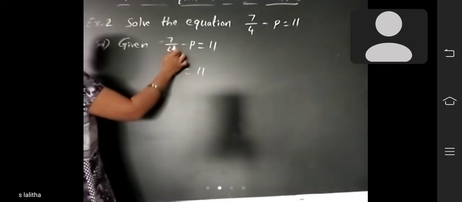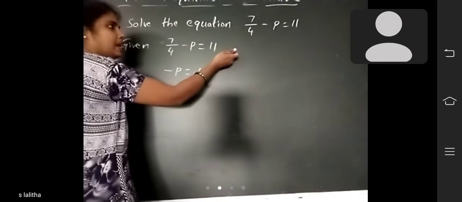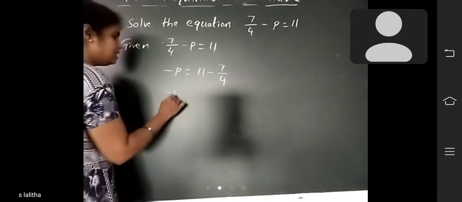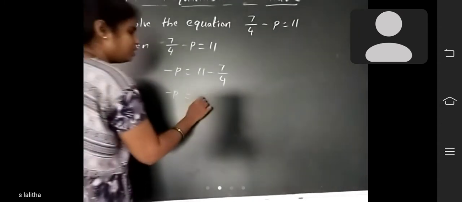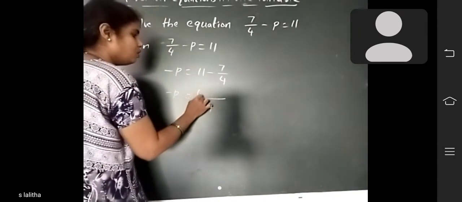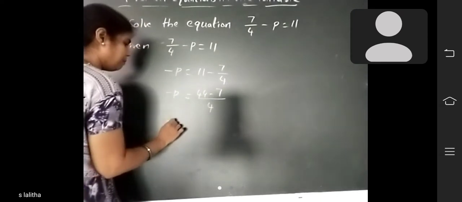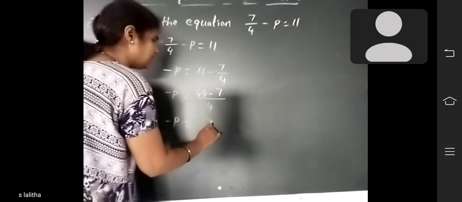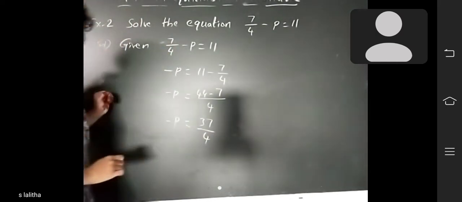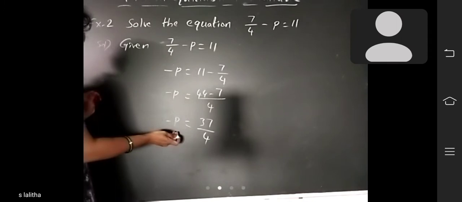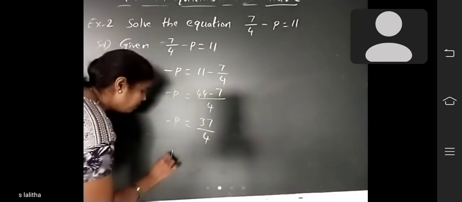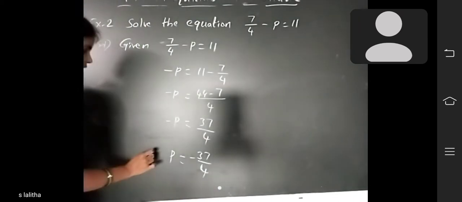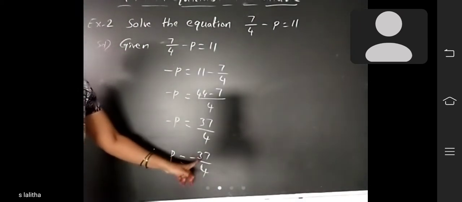So 7 by 4, this is positive. If you move to the right hand side, what will become? Minus 7 by 4. Minus p equal to, find the LCM. The LCM is 4. 4 11s, 44 minus 7. Minus p equal to 44 minus 7. How much? 37 by 4. Now here minus is there. If you transpose, what will become? p is equal to minus 37 by 4. So what is the solution? p equal to minus 37 by 4.